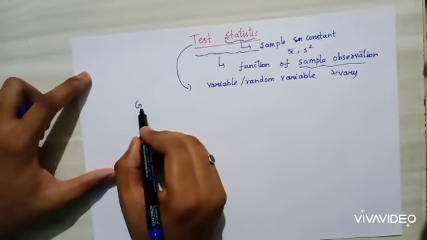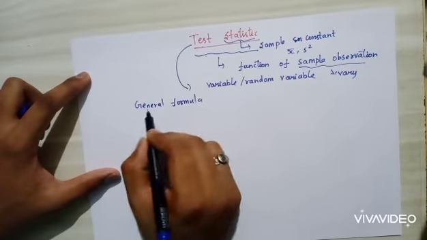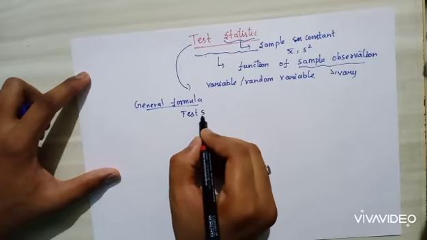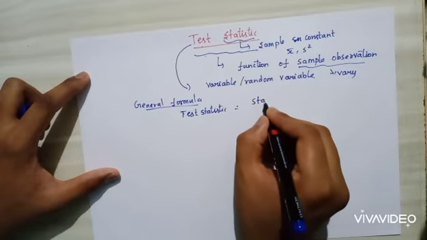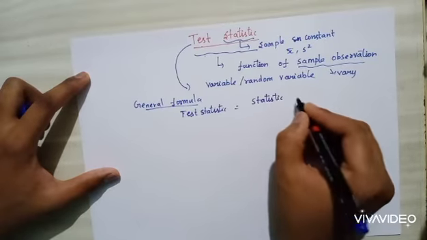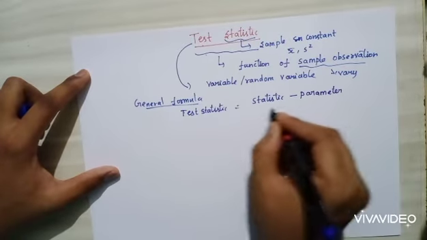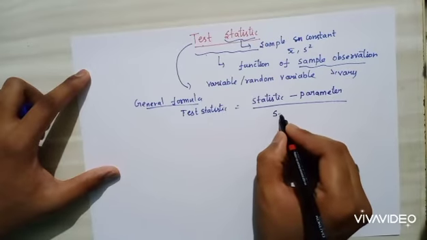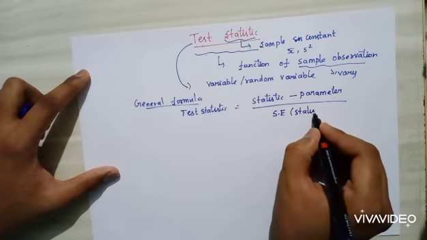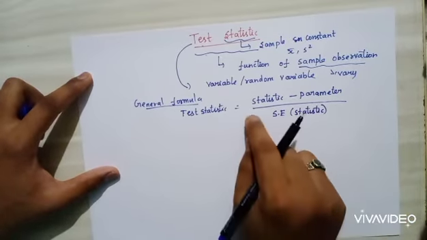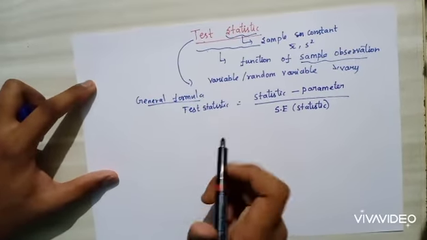Our general formula is: test statistic is equal to statistic minus parameter, divided by SE, where SE means standard error of statistic. So this is the general formula of test statistic.